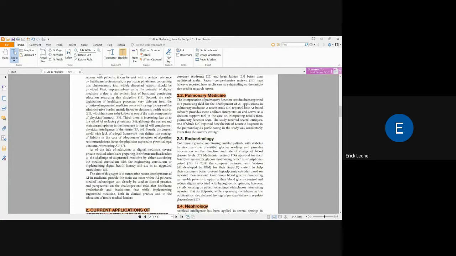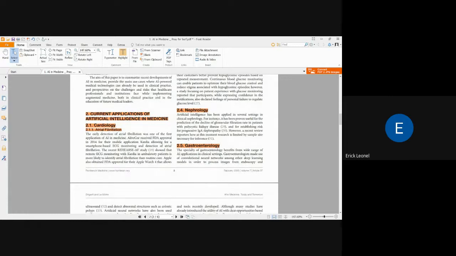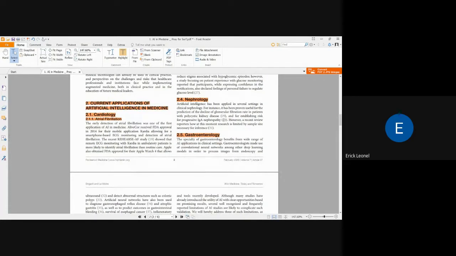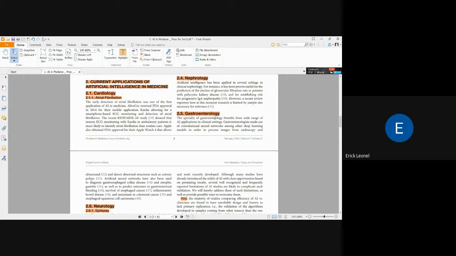Regarding pulmonary medicine, a recent study reported that AI-based software provides more accurate interpretation and serves as a decision support tool in interpreting results from pulmonary function tests. About nephrology, AI has been applied in different fields of clinical nephrology, but our recent review shows that at this moment research is limited by the sample size necessary for conclusions. Regarding gastroenterology, it benefits from a wide range of AI applications in clinical fields.